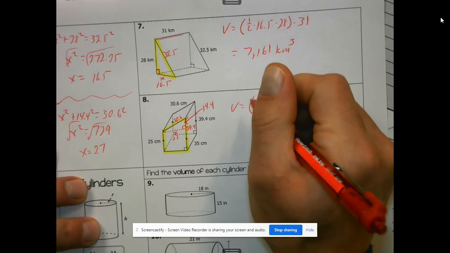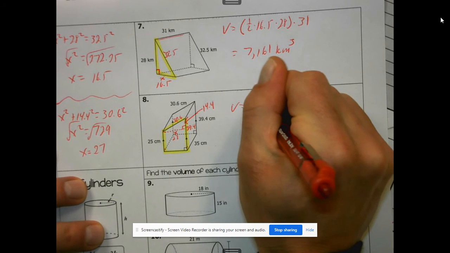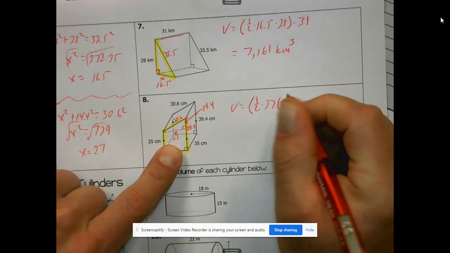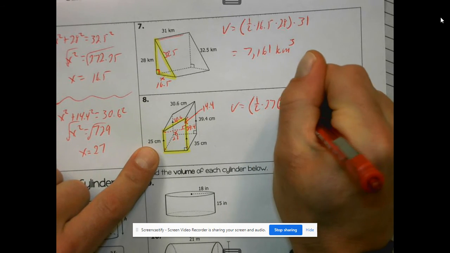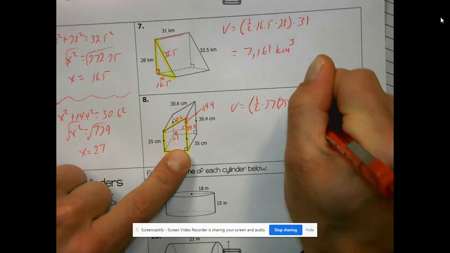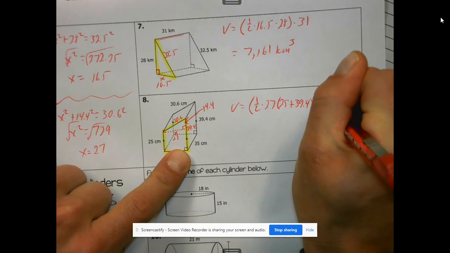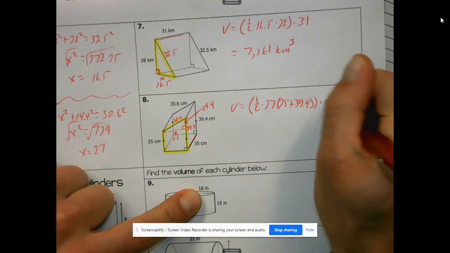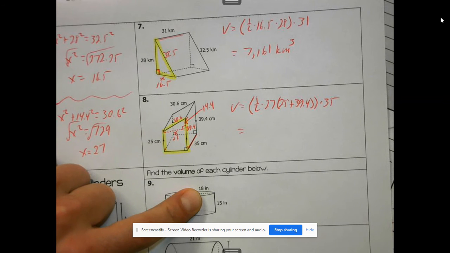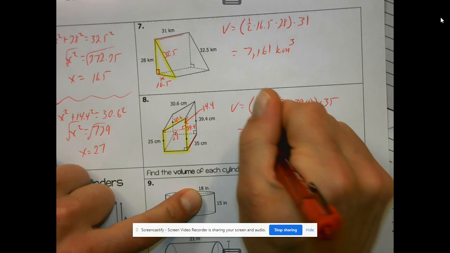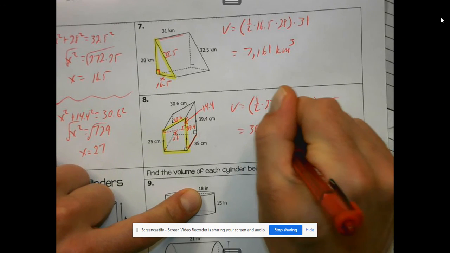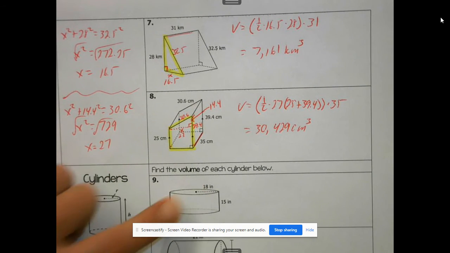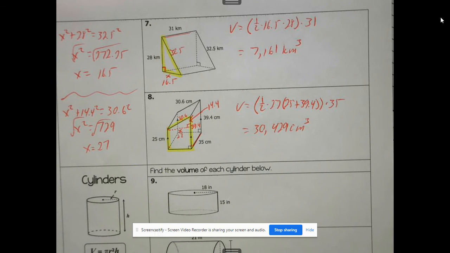All right. Area of base is a trapezoid. 1/2 the height of the base, which we found to be 27. In parentheses, add up your bases. You got 25, and you have a 39.4. Close it. Times that by how wide your prism is. In this case, it is 35 centimeters. Type it all in exactly how it looks. Big number, 30,429 cubic centimeters. So a little bit of work, but nothing that you guys have not seen before whatsoever.